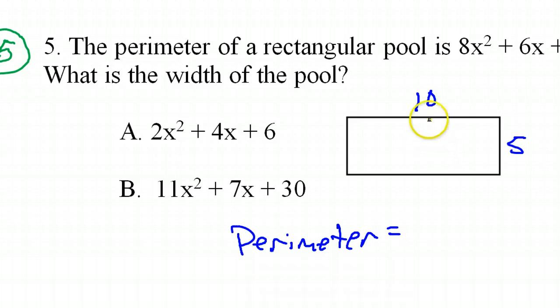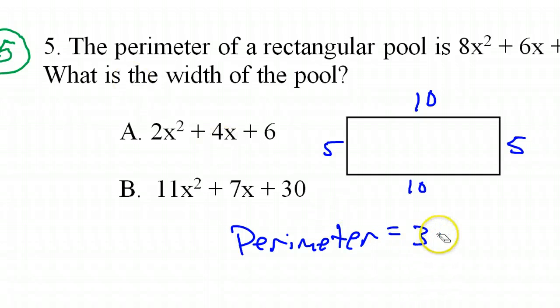Well, hopefully you're saying, okay, if that's 10, then this is 10. If that's 5, then this is 5. The perimeter is the distance all the way around, so the sum of all the edges. So that's 20 and 10, so that's 30. So the perimeter would be 30 for this made up problem.